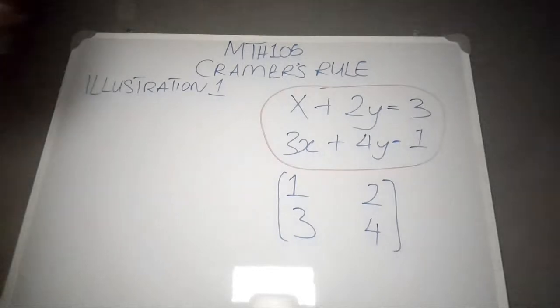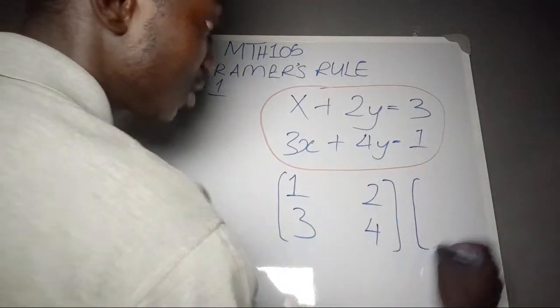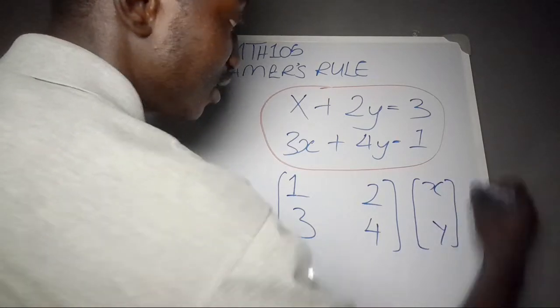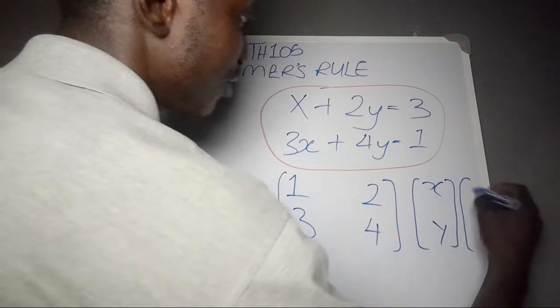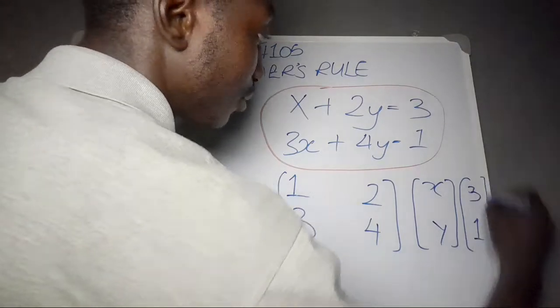So now, this comes this way, x, then y, then we have this 3 and 1.